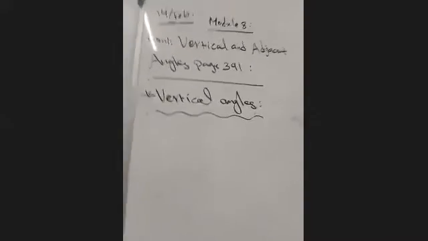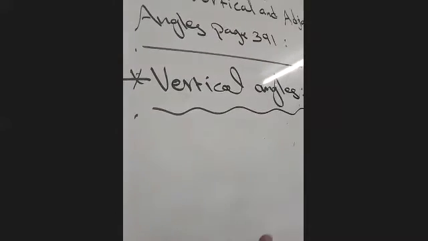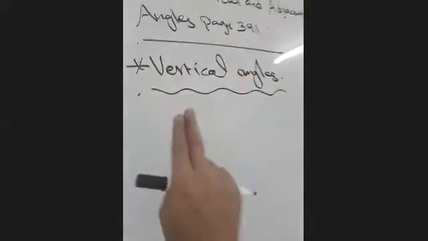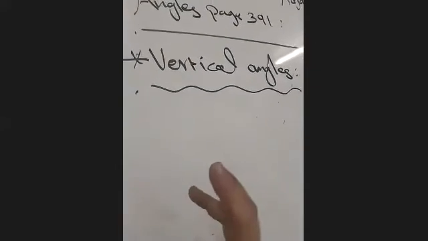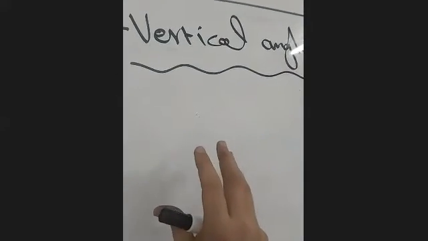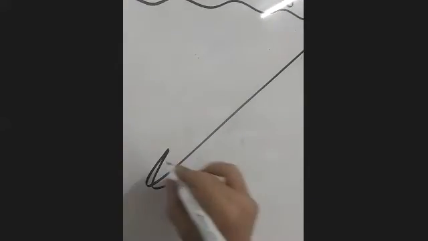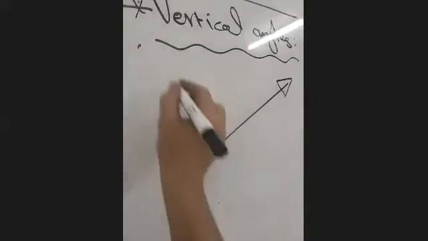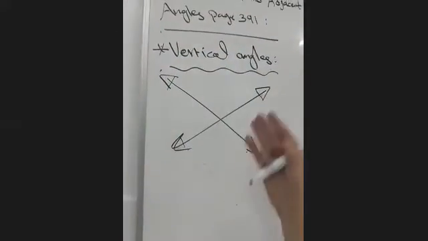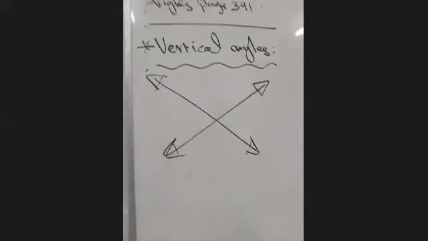The vertical angles, guys, come from the intersection of two lines. Again, the vertical angles come by the intersection of two lines. For example, if I have this line here and this line here, I have an intersection of two lines. They intersect each other at this point, okay?